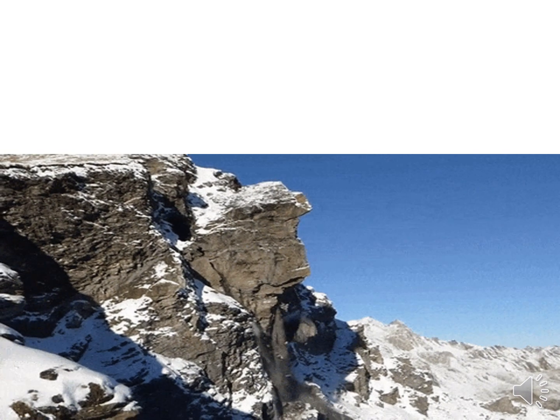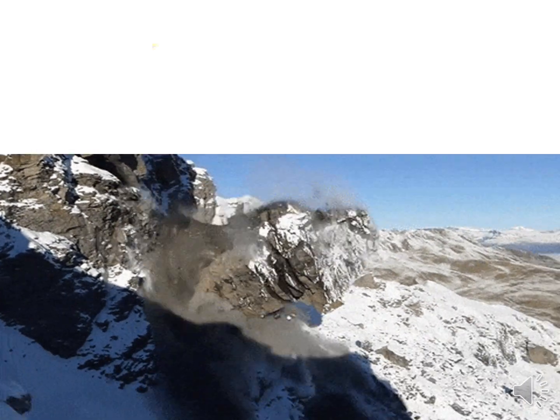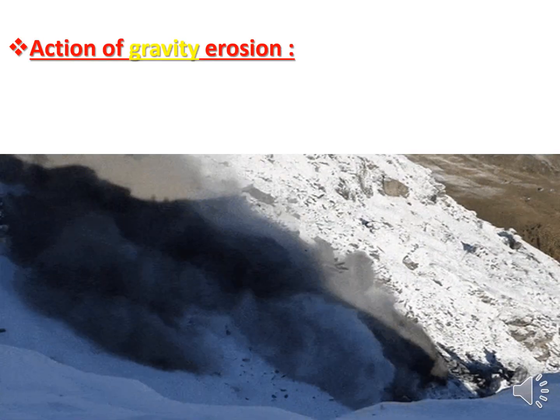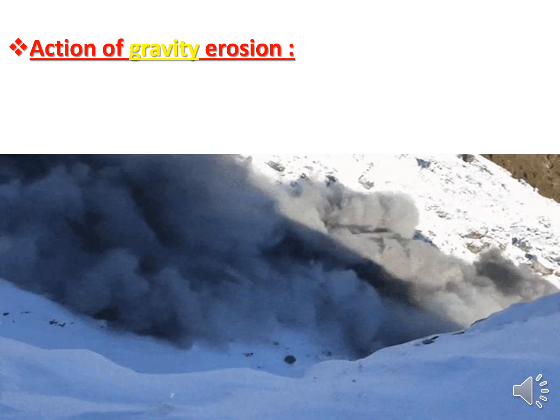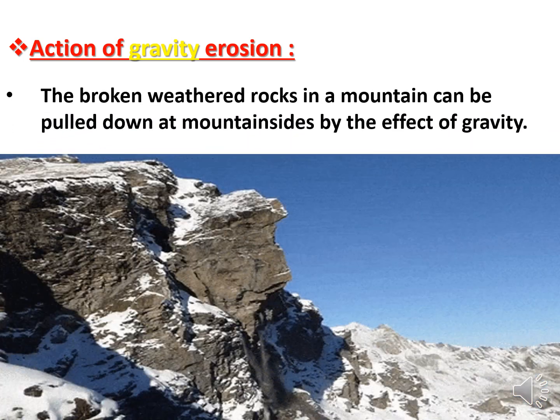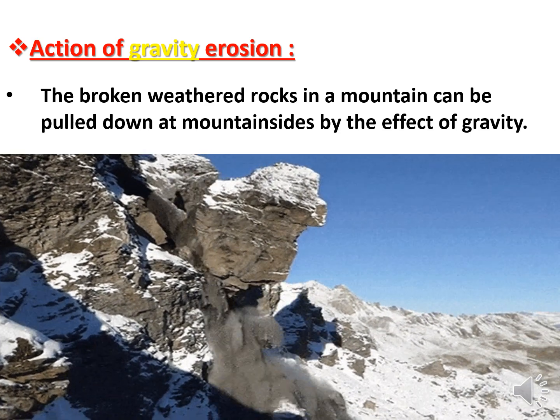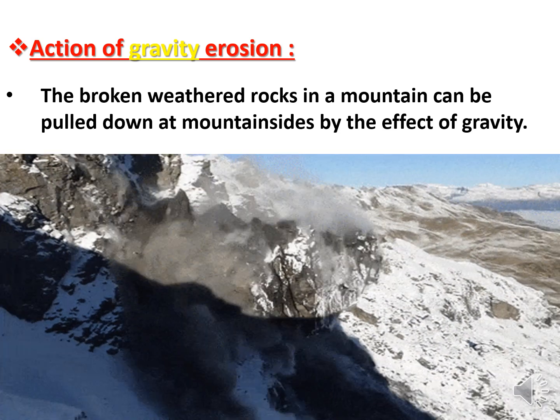As we have studied in the luster, gravity pulls the objects down. So what is the action of gravity erosion here? The broken weathered rocks in a mountain can be pulled down at mountain sides by the effect of gravity.